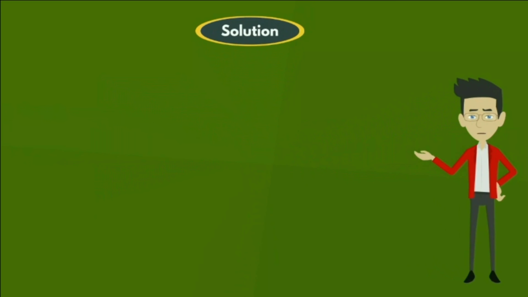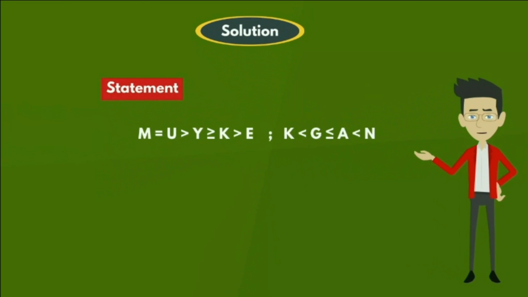Let's see the solution. Here the statement is M is equal to U greater than Y greater than or equal to K greater than E. K less than G less than or equal to A less than N. Let's check with the conclusions. Conclusion 1. M greater than A.